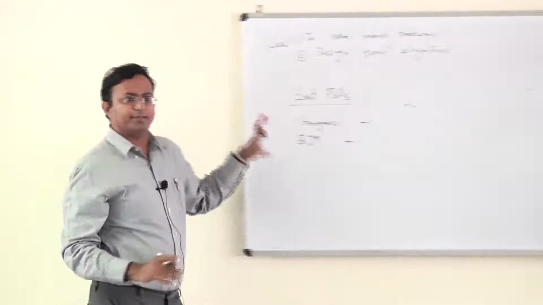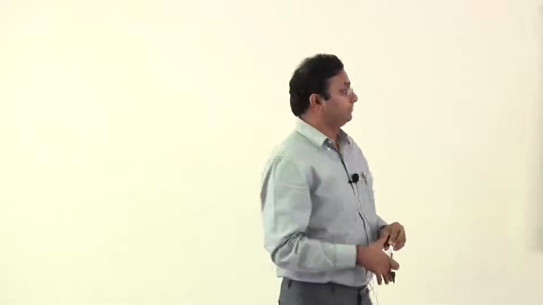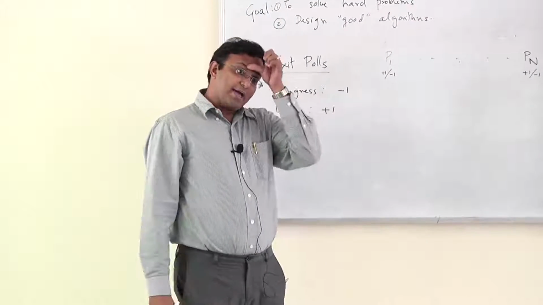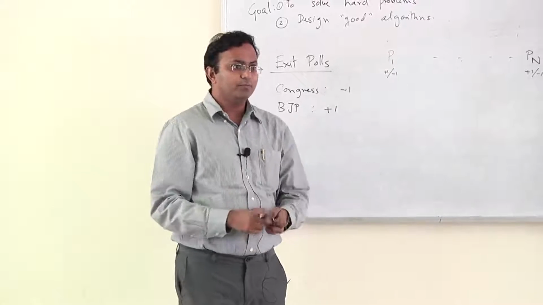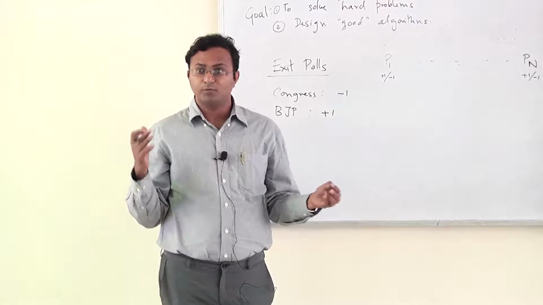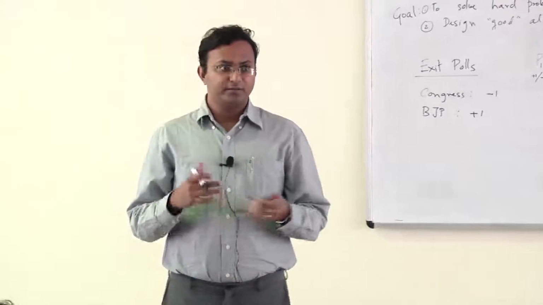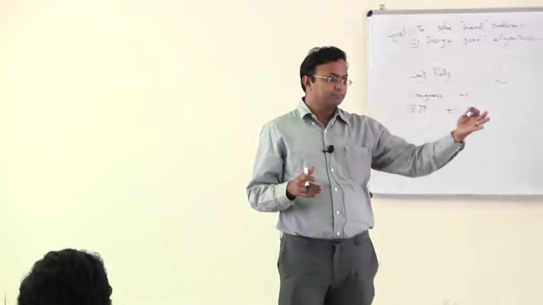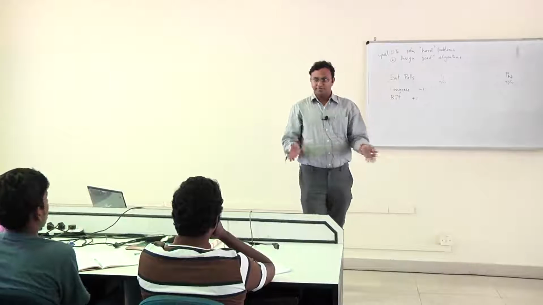I've simplified the problem in the sense that I've just said that there are two parties. If there are multiple parties, you can do the same thing. The argument is exactly the same. You have +1 or -1. Everybody casts their vote, meaning in some sense, you can think of it as writing +1 or -1 on a paper. How do you decide who wins? We sum it up, right? If it is negative, I say Congress wins. If it is positive, I say BJP wins, right? That's a simple thing.